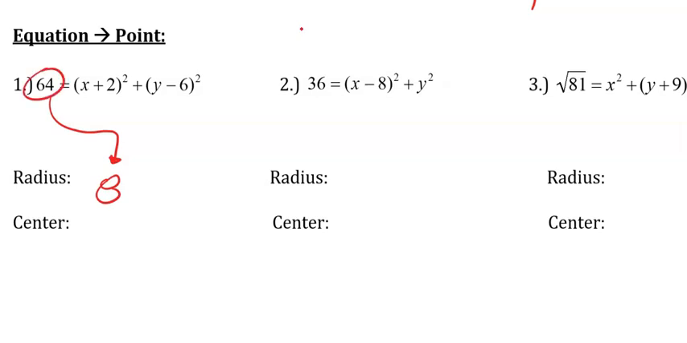Now, when I make it a big number like this, like 64, it's highly unlikely you're going to forget to square root it. On the test, I'm going to give you a number like 4, so you'll actually have to remember to square root it, where 4 on its own seems like it would be fine. And same student, what would be the center?